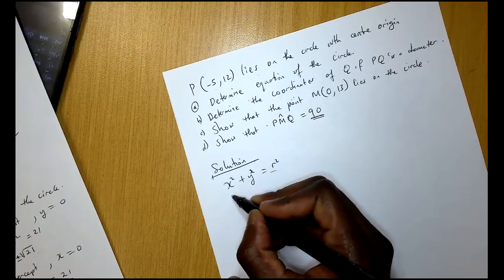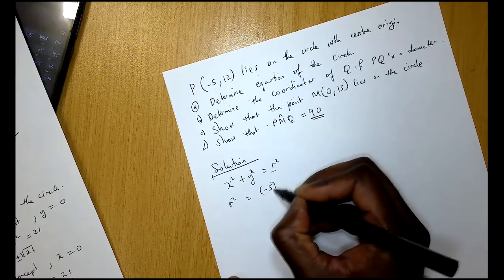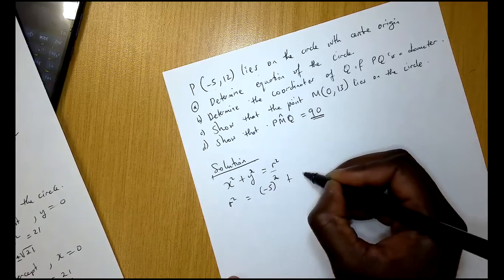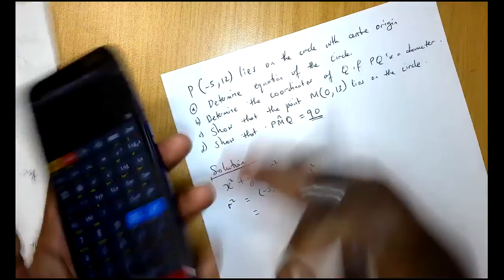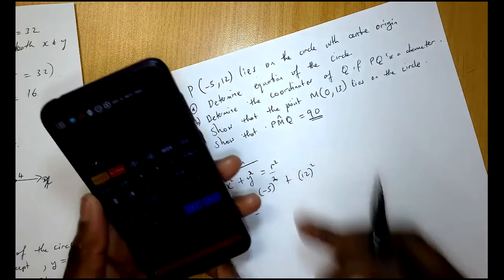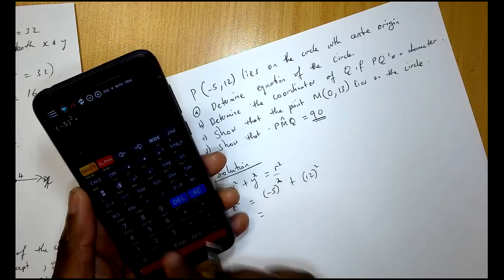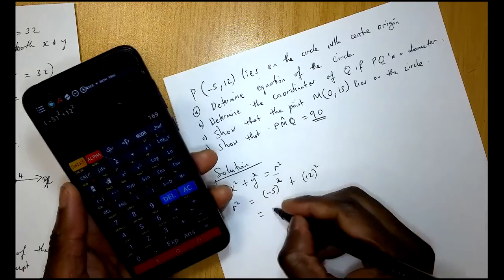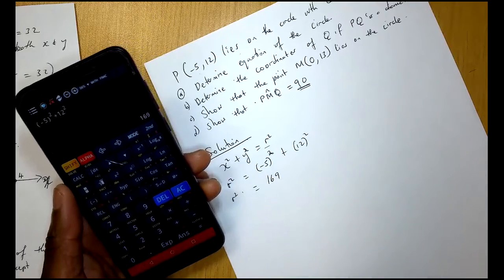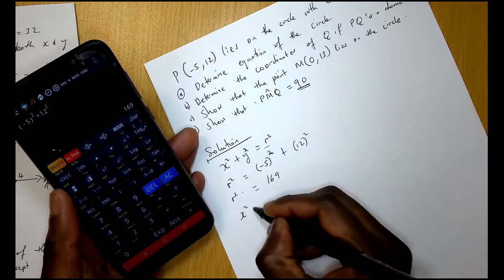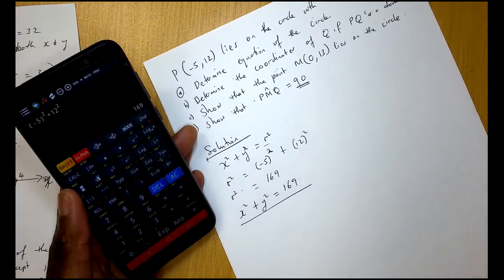So what we're going to do here is say r squared is equal to negative 5 squared plus 12 squared. What do we get here? Negative 5 squared plus 12 squared gives us 169. So r squared is equal to 169, and our equation becomes x squared plus y squared is equal to 169. We are done. That's how we get the equation of a circle.